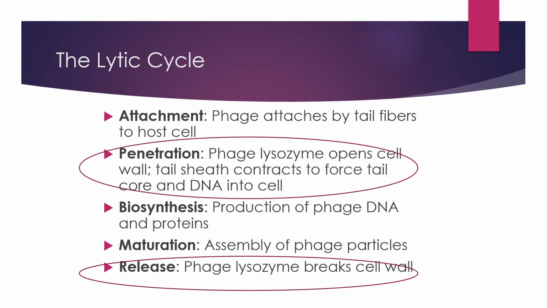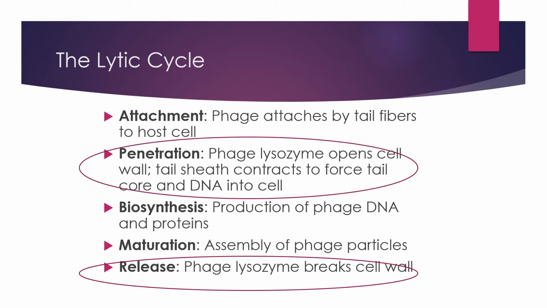Now, penetration is different for your phages than it was for the other viruses we talked about. Remember with the other viruses, we said that the virus capsid, nucleic acid, everything was brought into the cell by endocytosis or macropinocytosis or by fusion. Well, with a bacteriophage, the capsid and the proteins that surround the nucleic acids of the virus actually stay outside. It's just the nucleic acid that gets injected into a bacterial host.